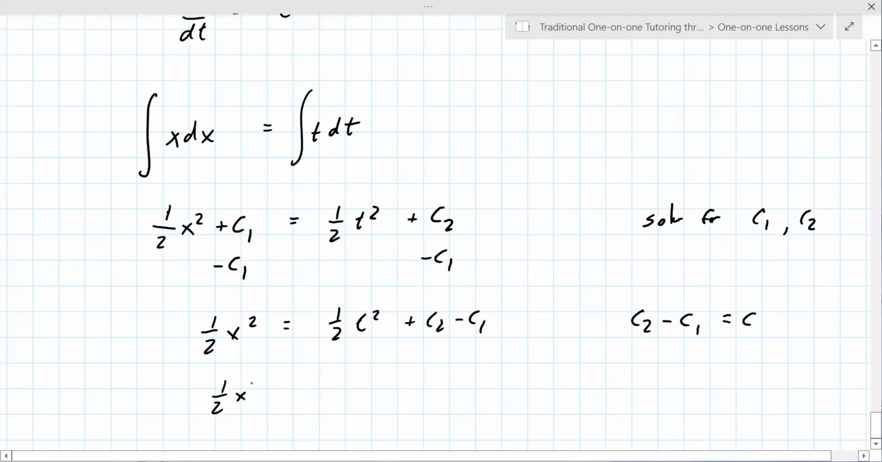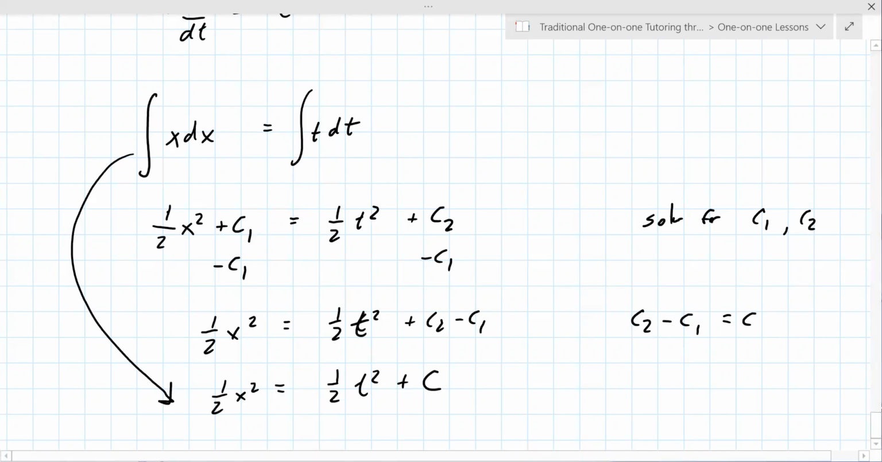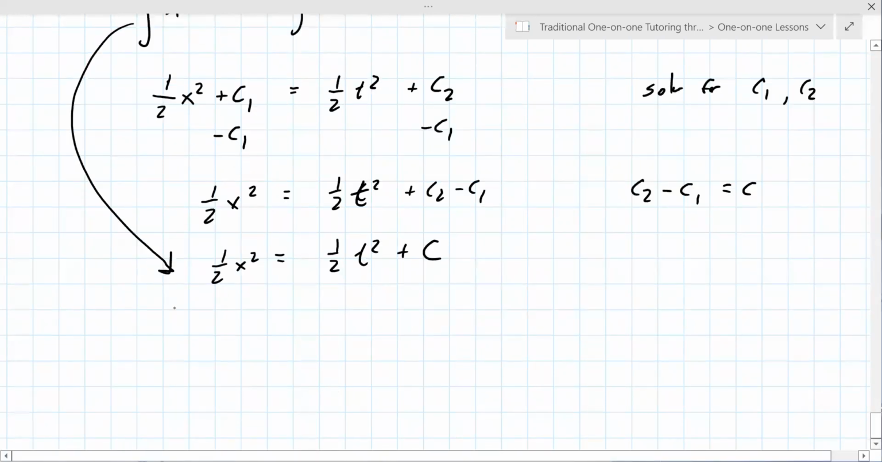And so what a lot of students do after they've seen this a few times is they just write one constant of integration. They just go right to this line right here. To solve for c, you need an initial value, which we don't have. For example, x of 0 equals 1. If they said x of 0 is something, then you would have it.